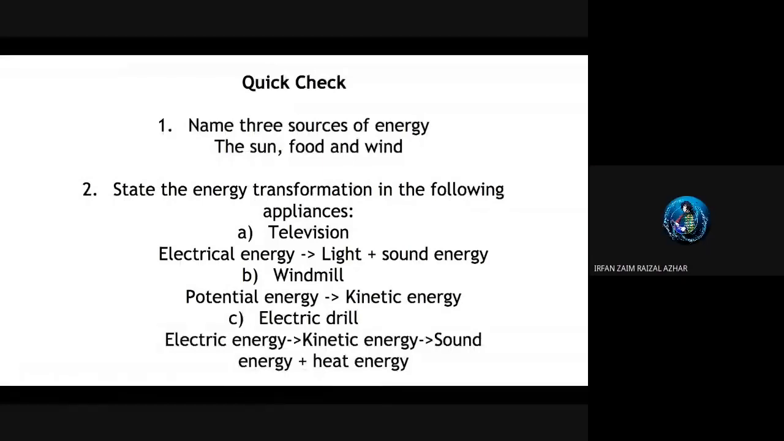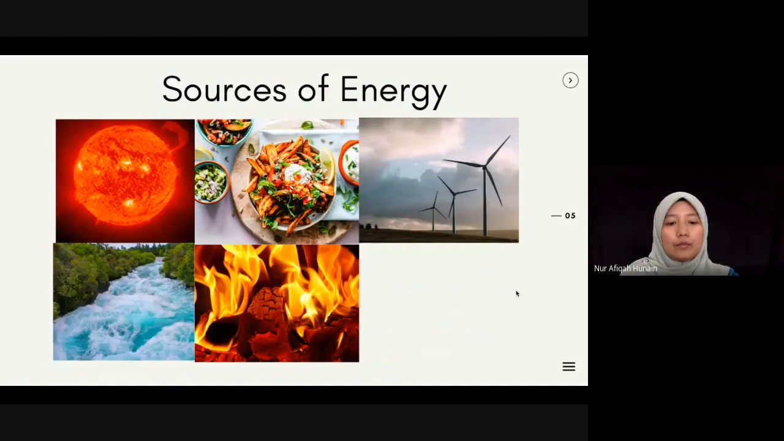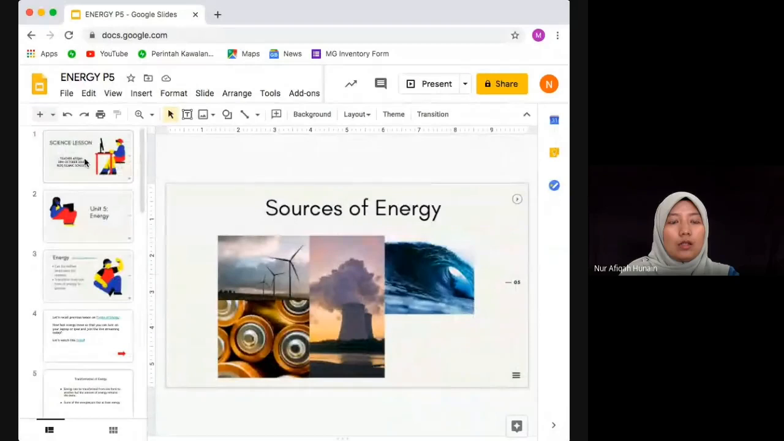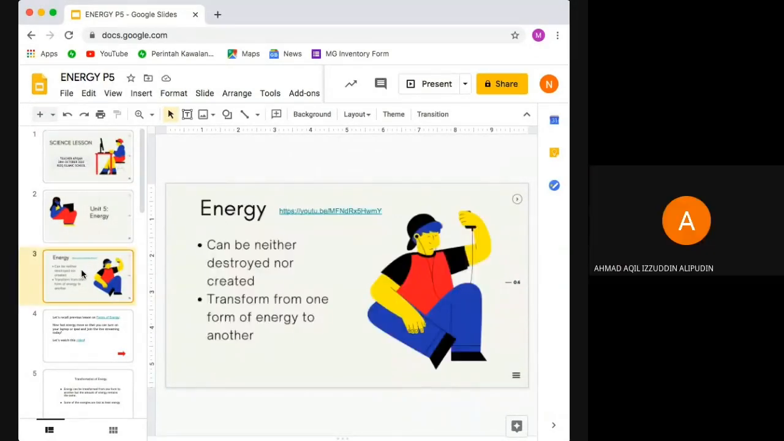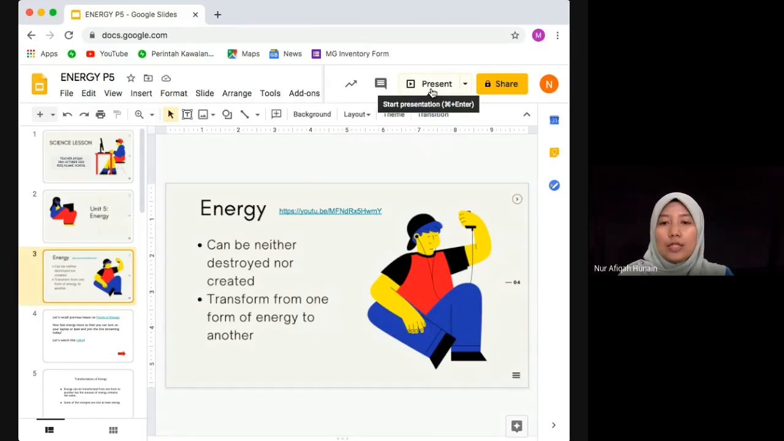About the topic today, transformation of energy. When you want to answer the question, you need to imagine first how the appliance or the object operates. Then only you can state the energy transformation. Today we learn to state the energy transformation, but next class, you need to explain how the energy transforms from one form to another. But for today, you just state. Understand, everyone?